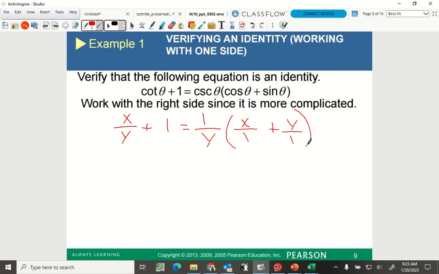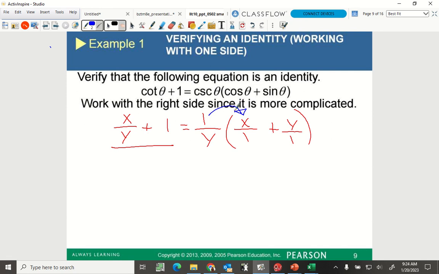I know some people do mental math, but some people have to imagine it or think about it. So what I'm going to do here is, this looks pretty simplified, so I want to make the right side, which is a little bit more complicated, into the left side. The 1 over y is doing what to those parentheses? Distribute, right? So I'm going to distribute that.